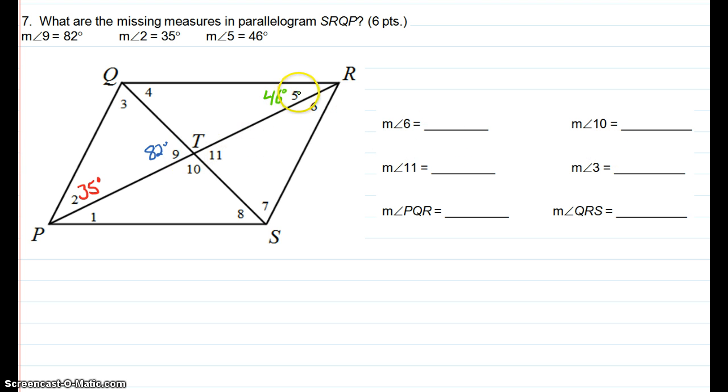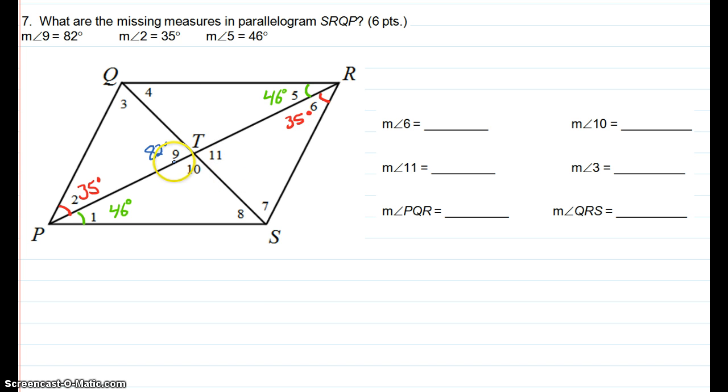I'm going to fill in what I know using the properties of a parallelogram. So here, when we have a diagonal in a parallelogram, it creates alternate interior angles. So that means that angle 5 is going to be congruent to angle 1. So I also know that this is 46 degrees. And that same diagonal creates this alternate interior angle. So that means that the measure of angle 2 is congruent to the measure of angle 6. So that means this is 35 degrees.